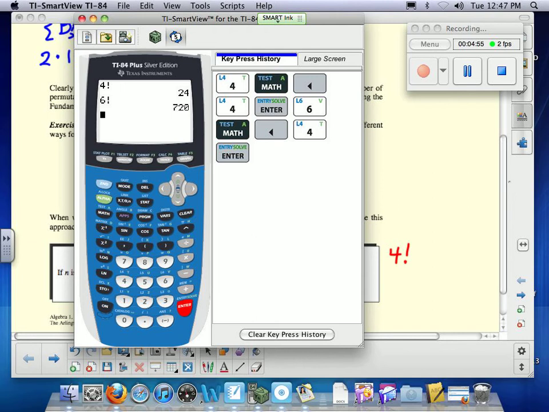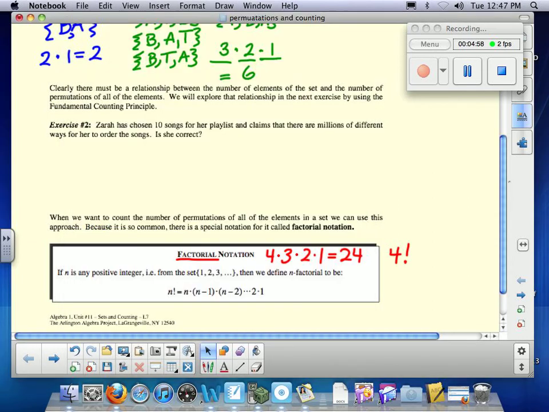Okay, so let's do this one. Zara chose 6 songs from her playlist and claims that there are millions of different ways for her to order her songs. Have you ever said something like that? Yeah, me too. So, we want to know if she's correct. So we want to know 10 factorial, what's that equal to? 3, 6, 2, 8, 0. Is it in the millions? Because Zara's saying that she's got millions.